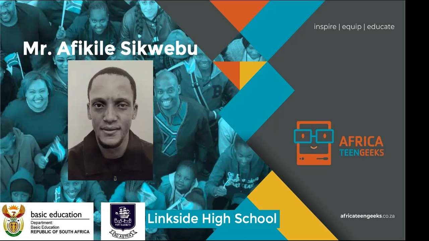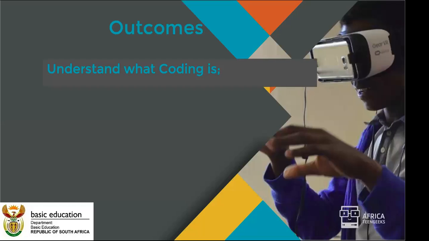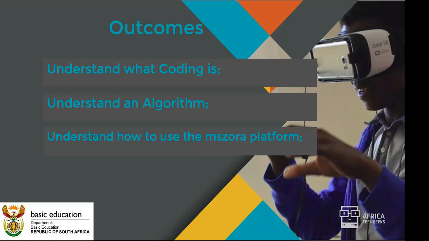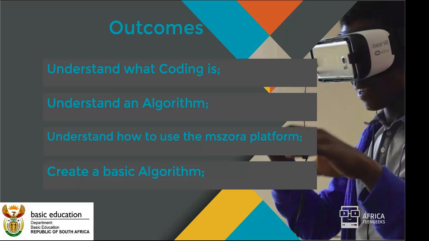So what is coding, or rather, let's look first at the outcomes of today's session. At the end of this session, we want to have an understanding of what coding is. We will have an understanding of what an algorithm is. When we talk about coding, we will also talk quite a lot about algorithms, and so we want to understand the two terms together, how they go together. And then thirdly, we are also going to understand how to use the Mzora platform, which we are going to use today. And then finally, we are going to together create a basic algorithm. So that's what we want to do at the end of the session.